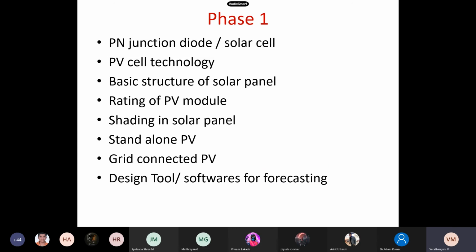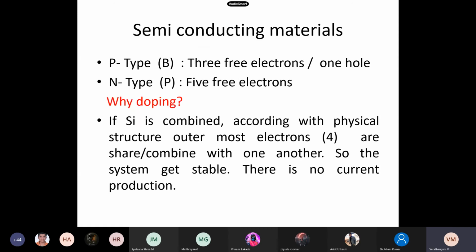And in phase 1 we are going to discuss the PN junction diode, solar cell, and PV cell technology, the structure of the solar cells and PV module, shading, and the standalone PV panel, and the reason for taking these standalone PV panels into consideration, when we are concerning the grid connected PV, and design tools, software for forecasting. This is what concerns phase 1.